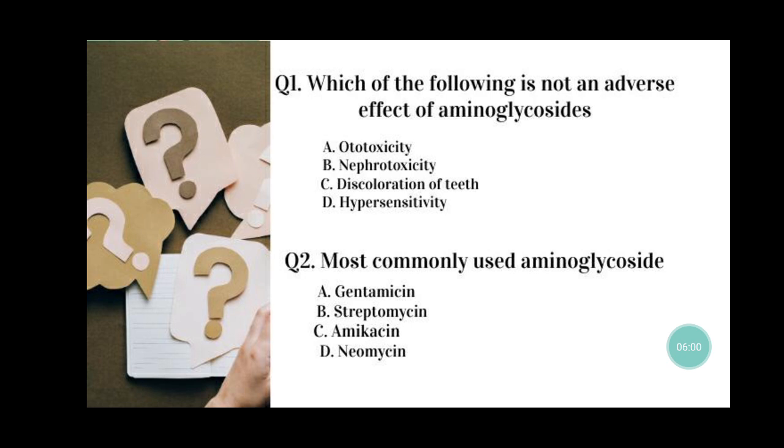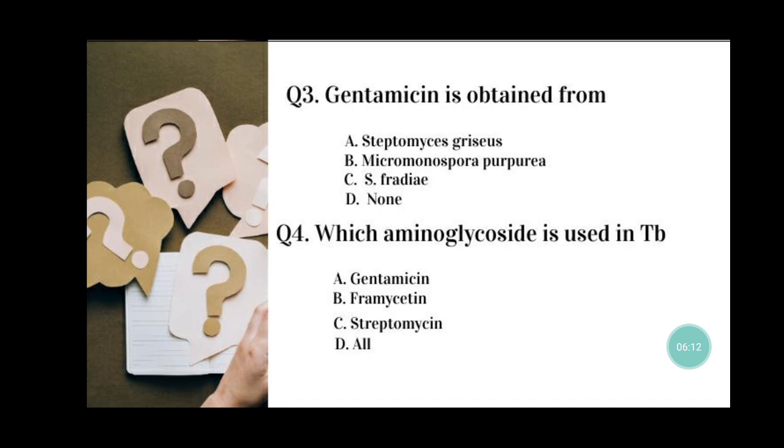Question number 2. Most commonly used aminoglycoside: gentamicin, streptomycin, amikacin, or neomycin? The correct option is option A, gentamicin. Now question 3. Gentamicin is obtained from Streptomyces griseus, Micromonospora purpurea, S. fradiae, or none? The correct option is option B, Micromonospora purpurea. Question 4. Which aminoglycoside is used in TB? Gentamicin, famciclovir, streptomycin, or all of the above? The correct option is option C, streptomycin.